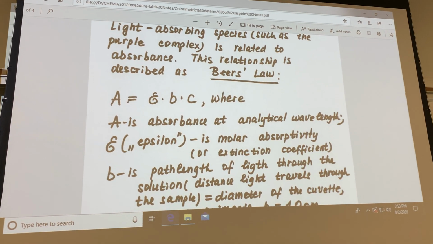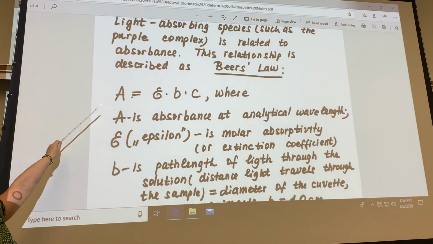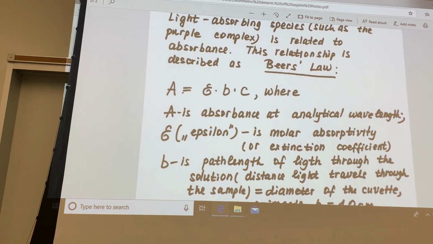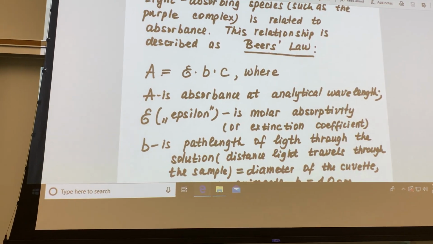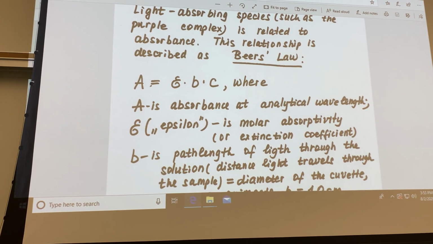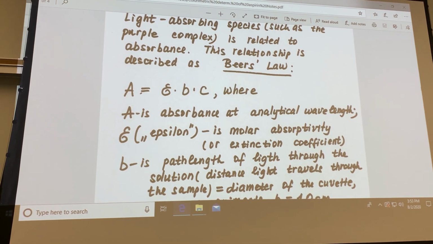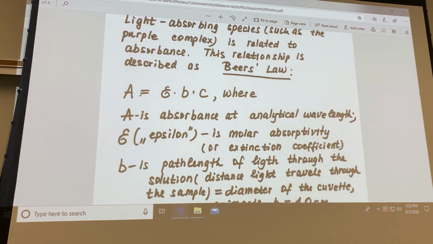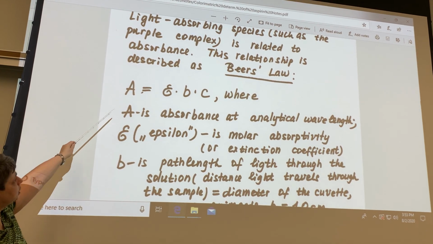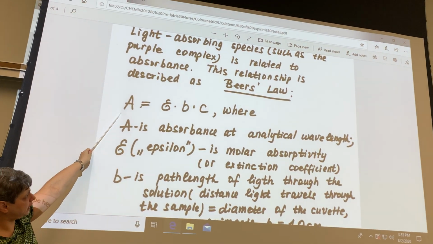But here is that very important analytical relationship that everyone taking chemistry courses must be familiar with. It's called Beer's law. It basically shows the relationship between molar concentration of light absorbing species and the absorbance of light. So A here stands for absorbance. This absorbance is typically measured at analytical wavelength.